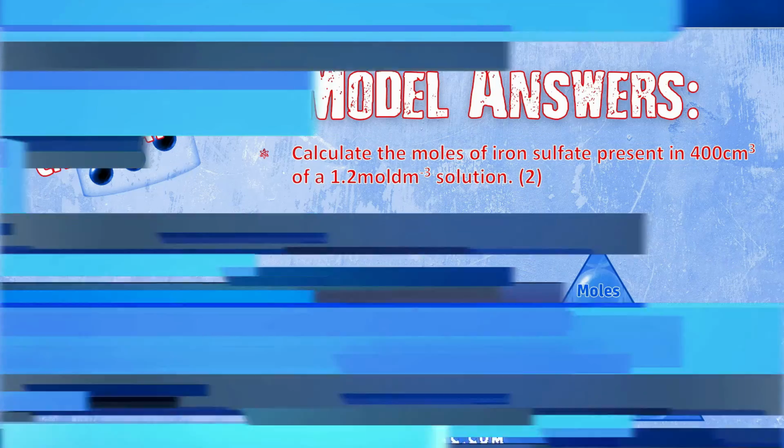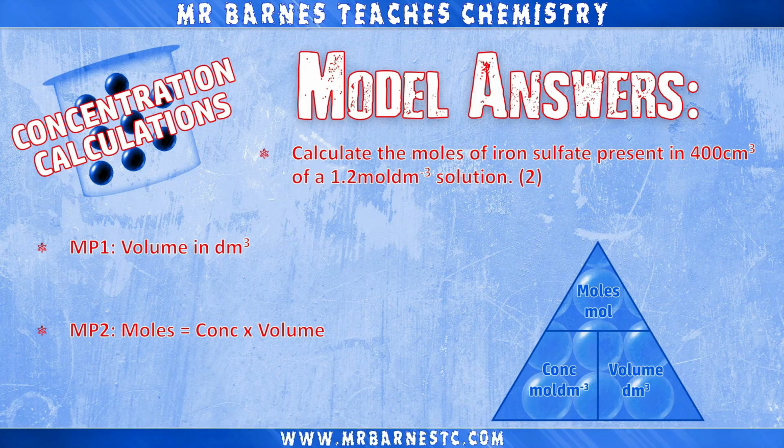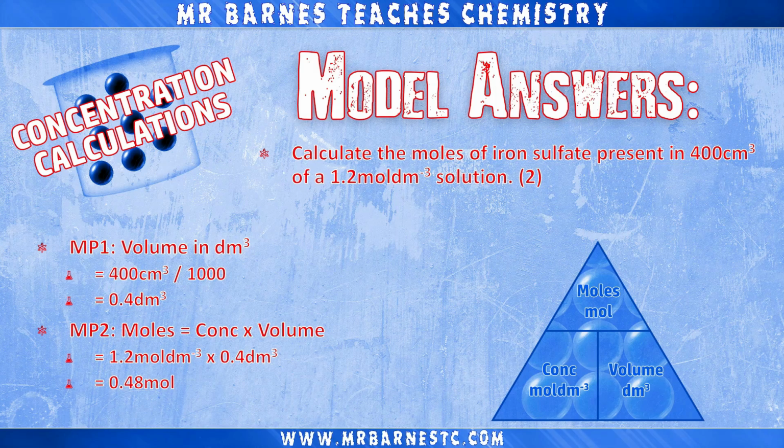Next question. This question asks you to calculate the moles, so it means you need to rearrange the calculation. Start off with working out the volume in decimeters cubed, which is 400 centimeters cubed divided by 1000, giving you 0.4 decimeters cubed for your first mark. To get the second mark, we have to multiply the concentration by the volume, so 1.2 moles per decimeter cubed times 0.4 decimeters cubed gives you 0.48 moles to 2 significant figures.